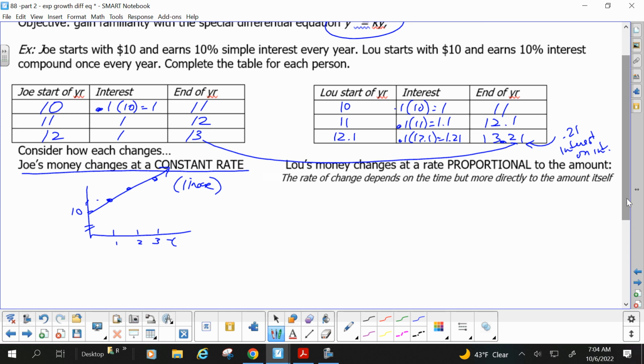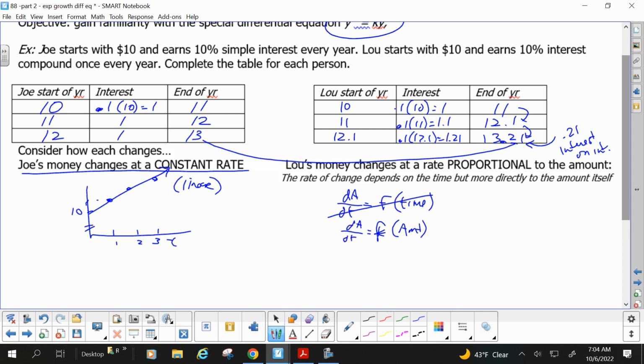Now all that's great, but this is the calculus step. Lou's money changes at a rate that's proportional to the amount. The rate of change could depend on two things. It's logical to say the rate of change depends on time. But really, the rate of change is more directly related to how much is in the account. So rather than dA/dt being a function of time, it's more common to say dA/dt is a function of the amount.